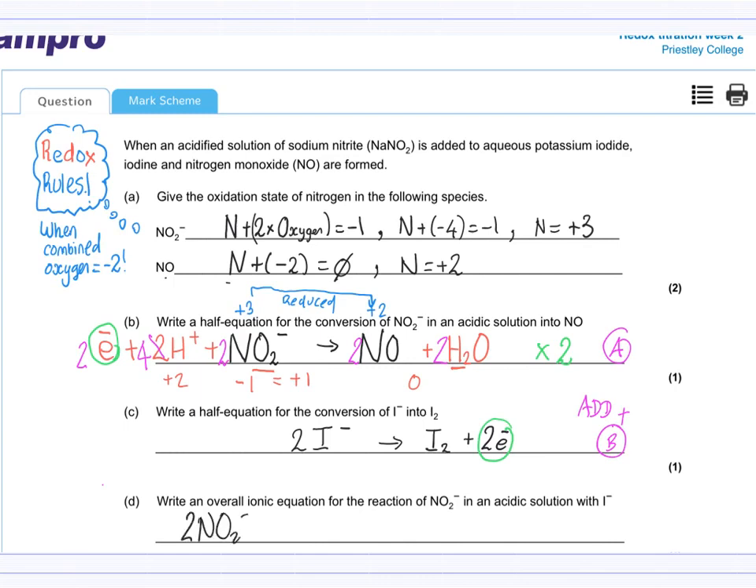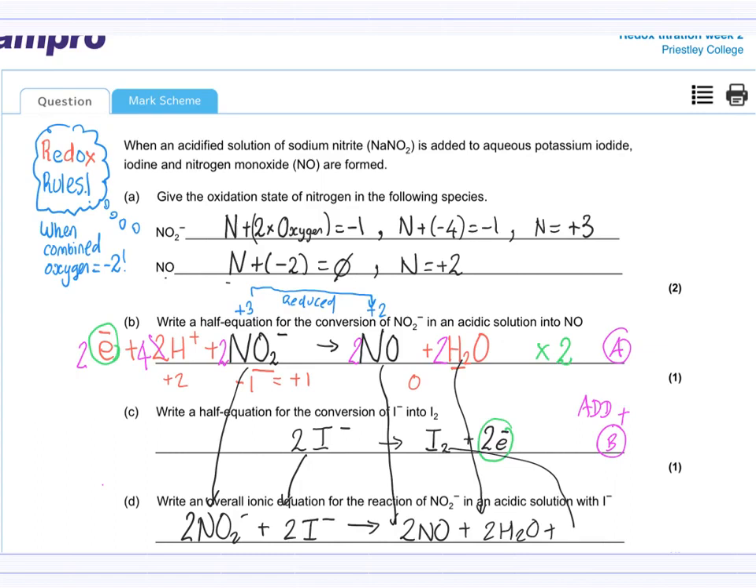Electrons should never appear in the overall redox equation. So we've got 2 moles of nitrite ions added to 2 moles of iodide ions on the left hand side, bringing down 2 moles of nitrogen monoxide on the right hand side and 2 moles of water. And don't forget your 4 moles of hydrogen ions on the left hand side that I nearly did. And the electrons, as I say, cancel out because there are 2 moles of electrons on both sides.